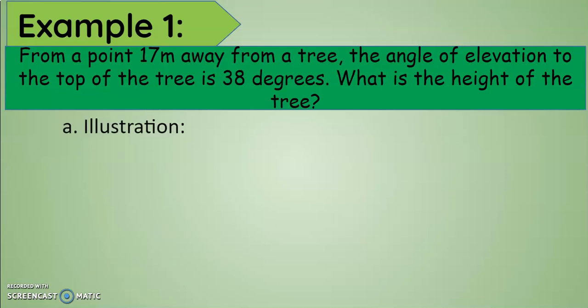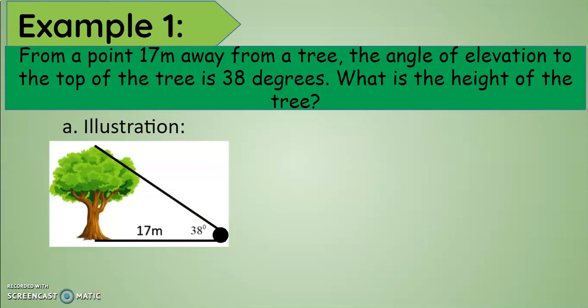So to illustrate this problem, this will be now our illustration. From a certain point, we have 17 meters away from a tree. And the angle of elevation, since you look up, this will be the angle of elevation, which is 38 degrees. And the unknown value is the height of the tree. We represent the unknown value as variable x. The next one is the solution.